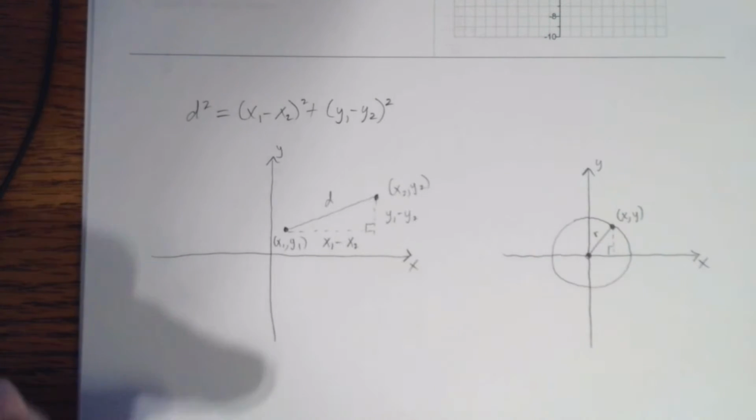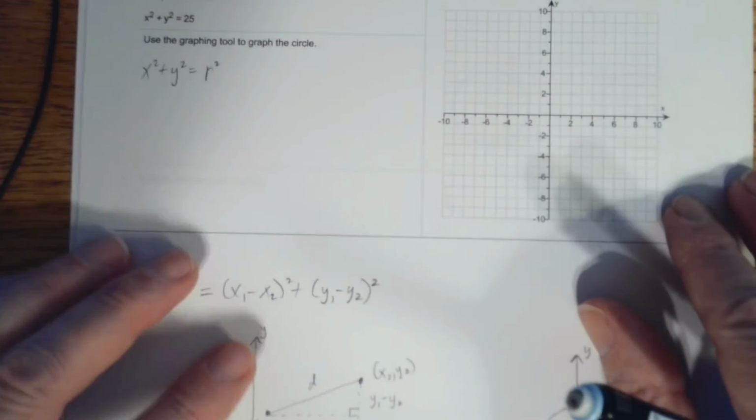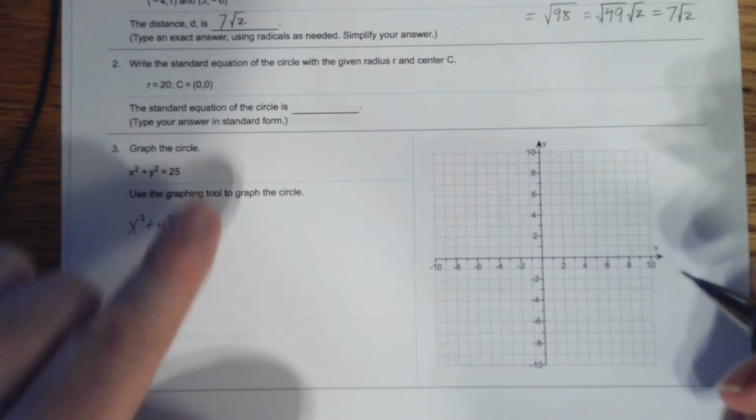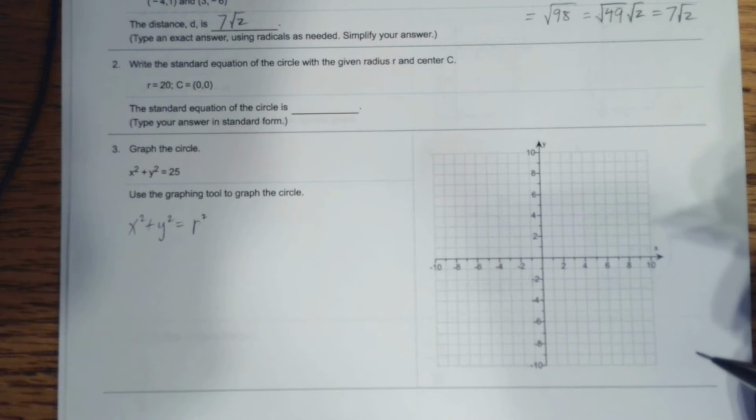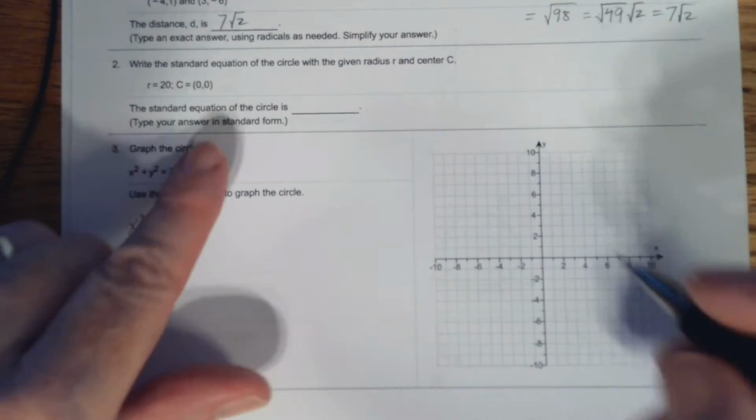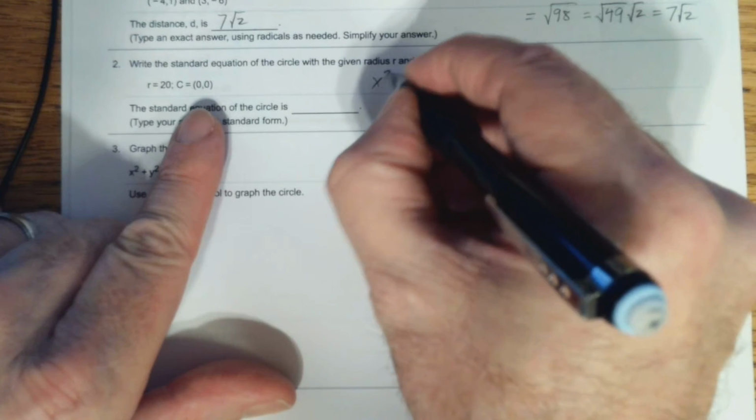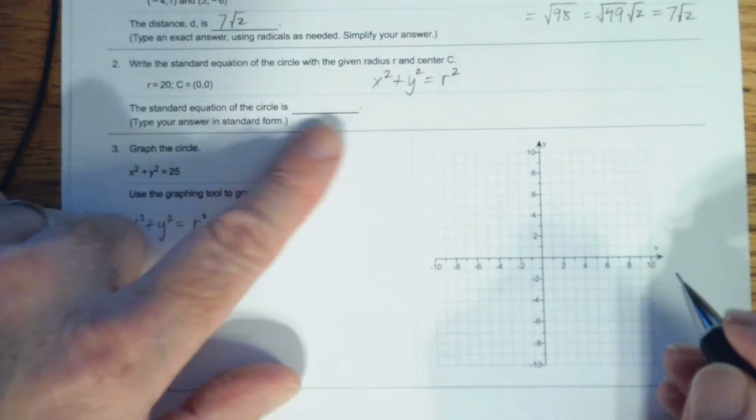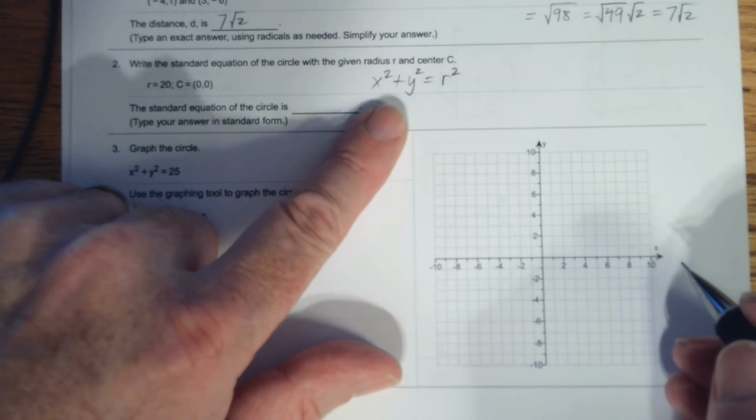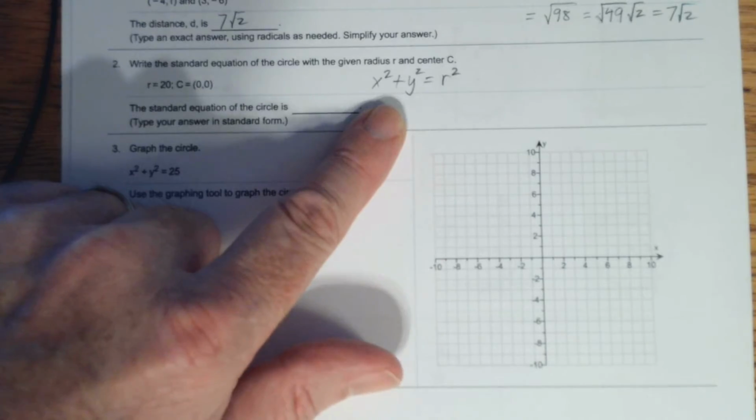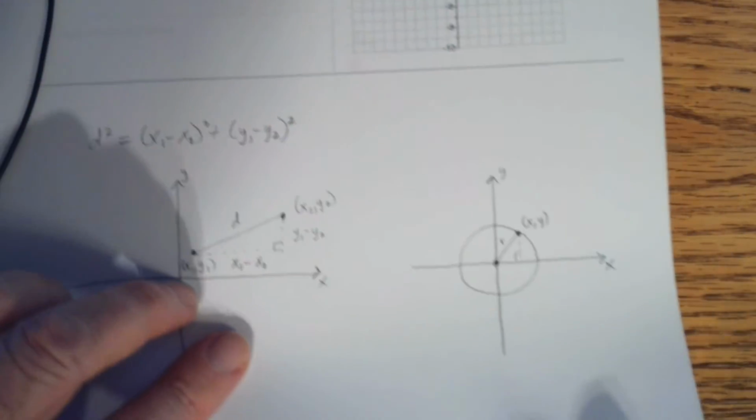So let's go ahead and look at number 2 now. It says, write the standard equation of the circle with the given radius r and center C. Now the formula is x squared plus y squared equals r squared. I should say that's the equation of a circle that's centered at 0, 0. So I'll show you that down here.